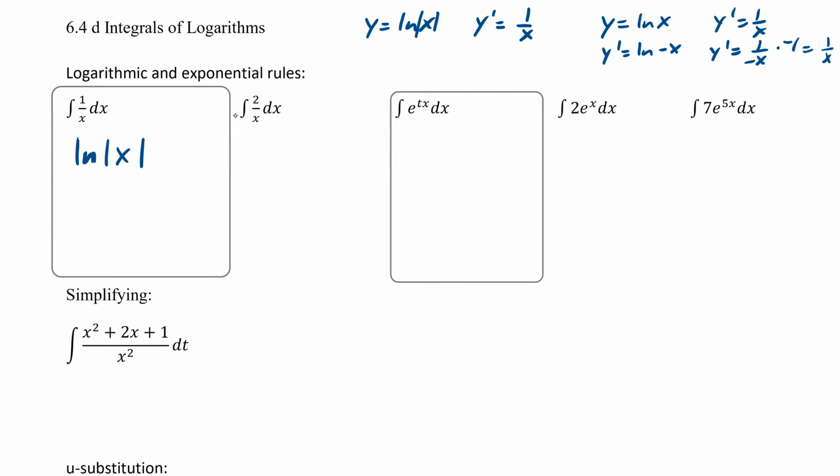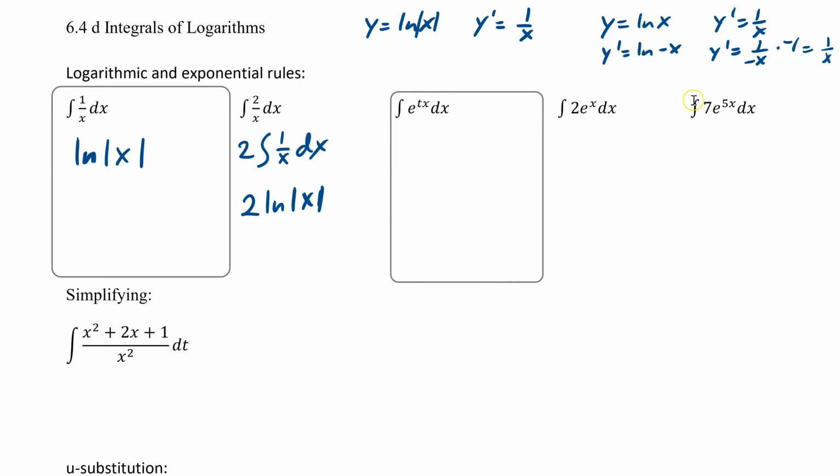Now, if you have a number in front, remember that 2 is just going to come out. So it would look like this. So you just end up with 2 ln absolute value of x. But you need to make sure that you include the absolute values. So you just put the 2 in front.